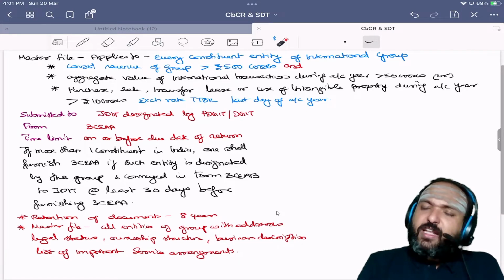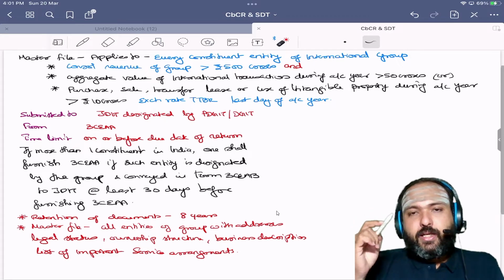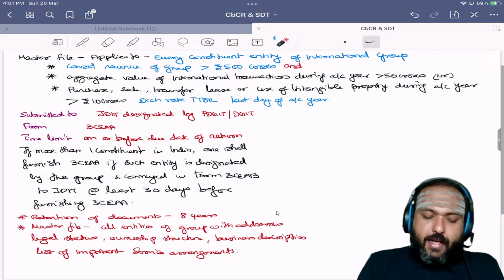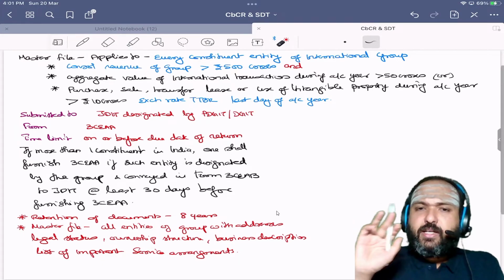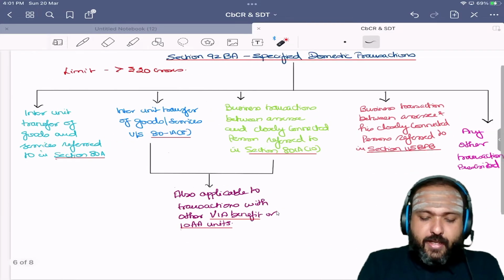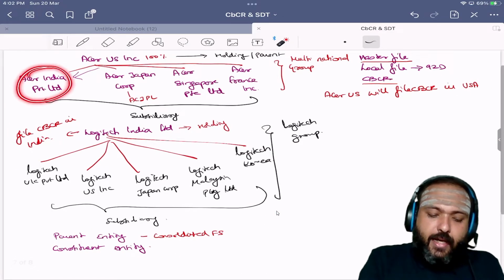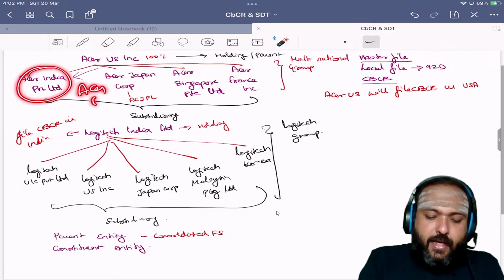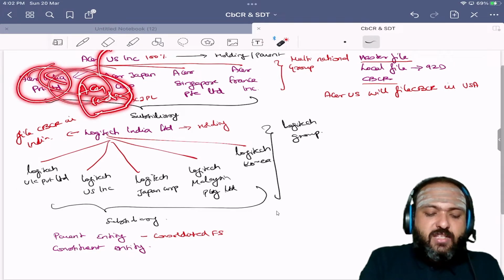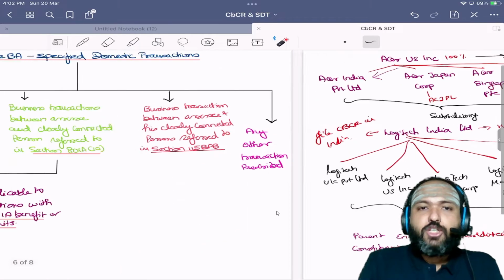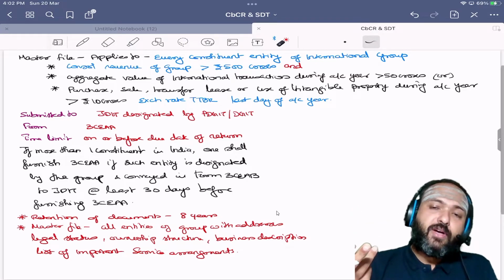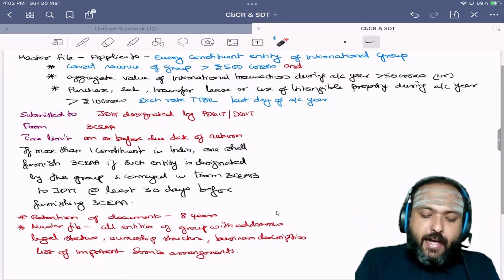Okay. Now, if there are more than one constituent entity in India, now there are three constituent entities in India. And should all these entities furnish 3CEAA? Not necessary. For example, in this, let us say that there is one more Acer India. Now, should both these furnish? No. Only one should furnish the master file. It is enough if one furnishes the master file. Who has to furnish? That they will go ahead and designate.